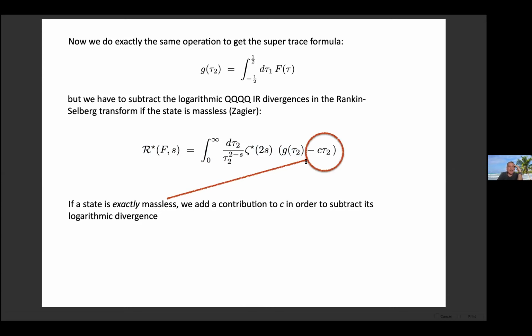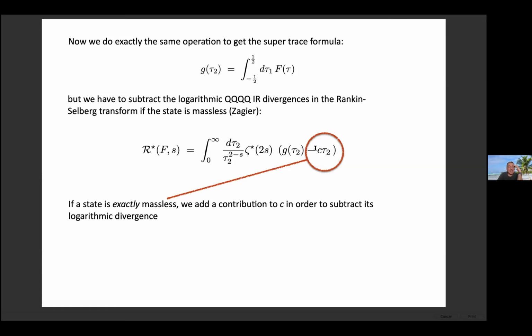And that corresponds to the exactly massless part of the theory. So the bit in g, which goes like tau 2, has to be cancelled with some coefficient in order to make sense of it. So that thing is an identity still. So this is Zagier's extension of the Rankin-Selberg transform. I can still do that, and that is perfectly finite.